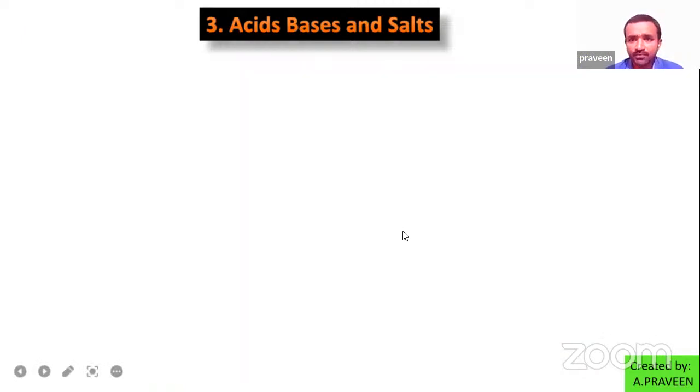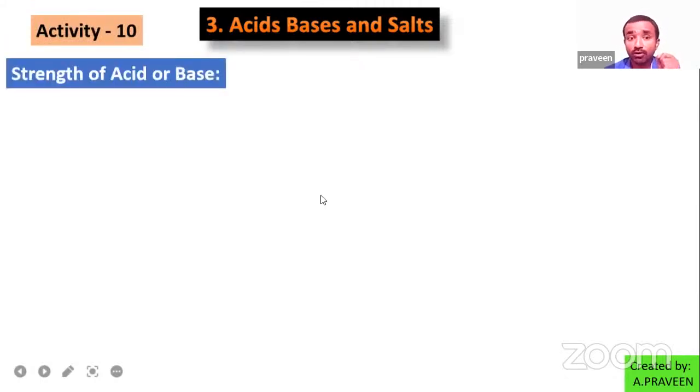Let us move to another activity, activity 10, to decide the strength of the acid or the strength of the base. For this you require a few materials.